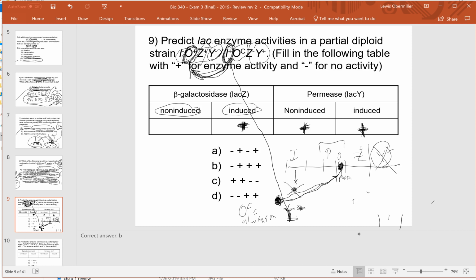So if we add lactose, then this gets turned on, so we make Z. If we don't have lactose, then the repressor binds to this. The RNA polymerase can't bind, so it shuts the whole thing down. So neither one of these are made. So this answer here is that if we don't have lactose, this turns off. So the full answer is minus plus plus plus, which is B.